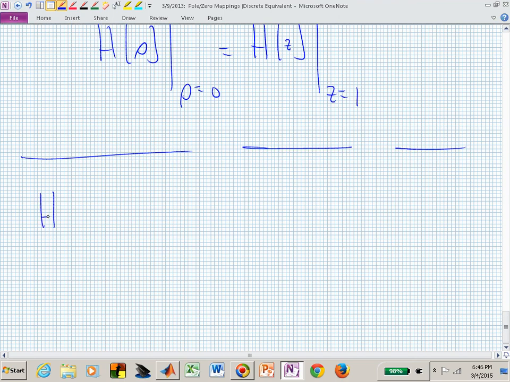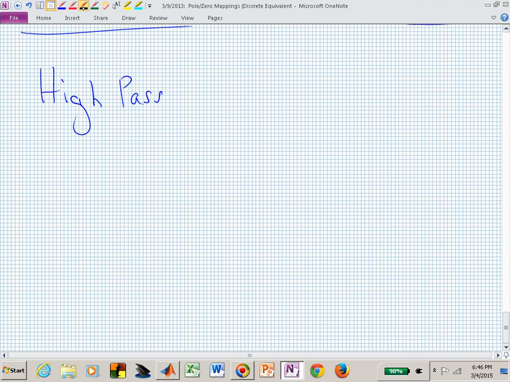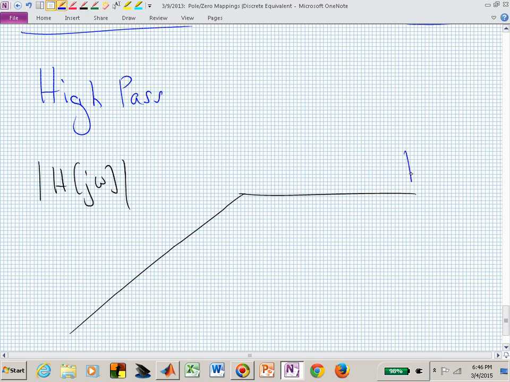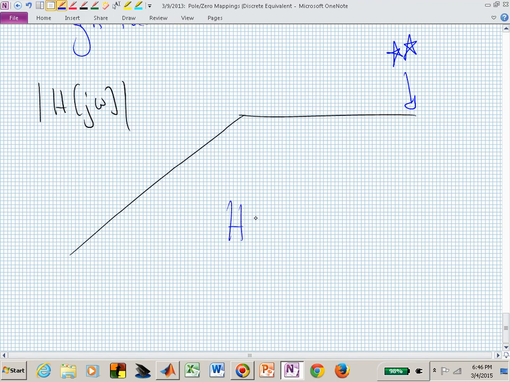What if you had a high pass? What's the magnitude look like there? Something like that. Now you might be interested in that frequency to match that, so that now you have h of s as s goes off to infinity equaling h of z when z is equal to -1. Now you have enough to do homework number 4.